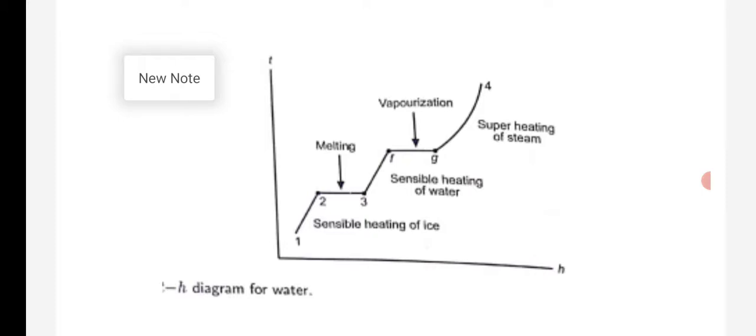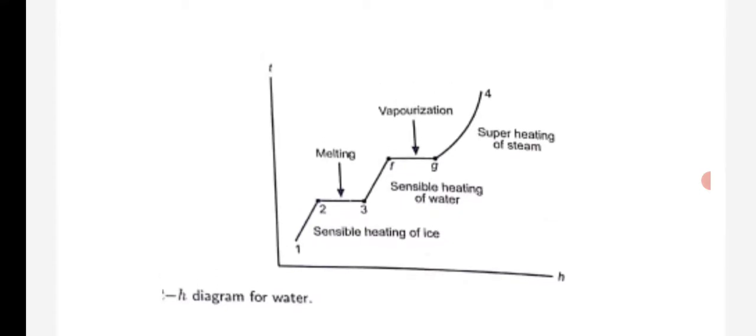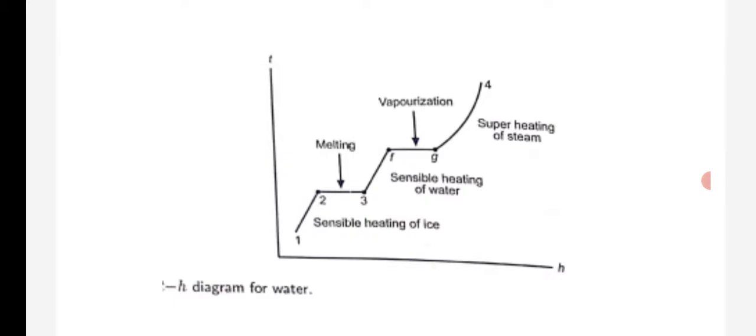So that process is shown as melting here. 2 to 3 is shown as melting. And now water is at 0 degree centigrade. When we start heating the water at 3, it goes up to F, you can see. So there is a rise in temperature as well as an increase in enthalpy. This is again known as sensible heating of water, 3 to F, because we are able to sense the rise in temperature. Okay, and let us consider 1 atmospheric pressure.